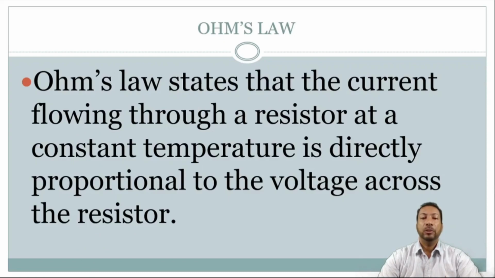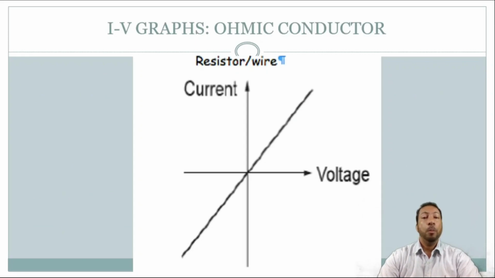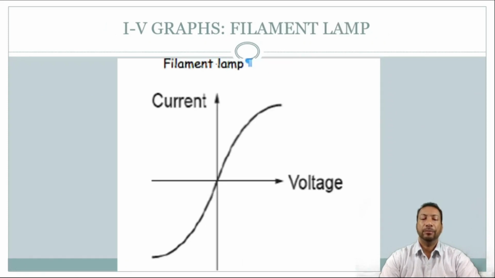Now we come to Ohm's law. Ohm's law states that the current flowing through a resistor at a constant temperature is directly proportional to the voltage across the resistor. So for an ohmic conductor, as we see here represented by this graph, the graph is a straight line that passes through the origin because that shows direct proportionality.